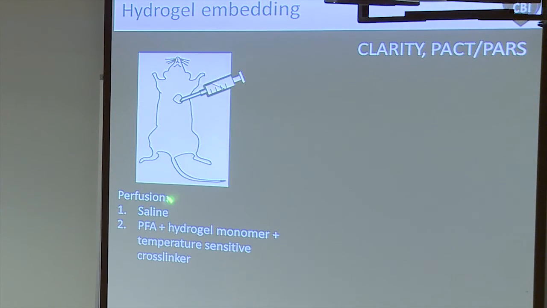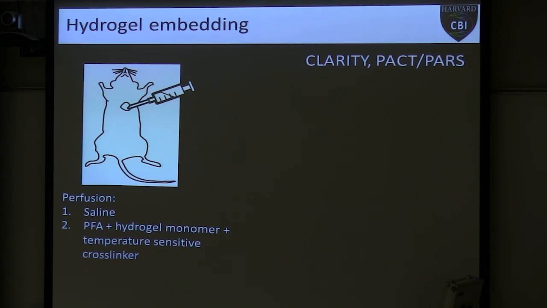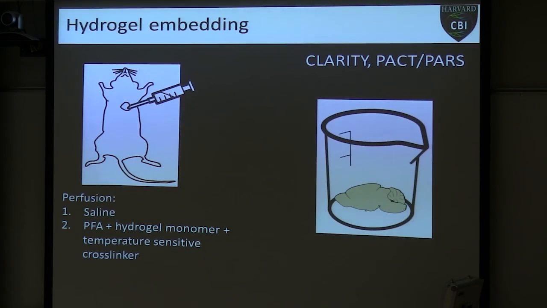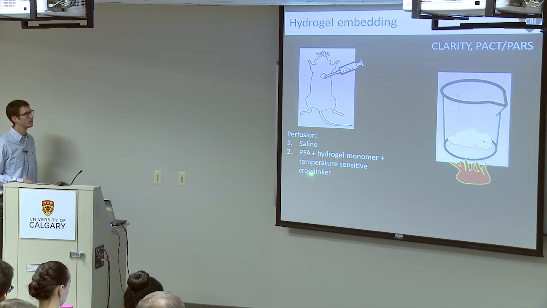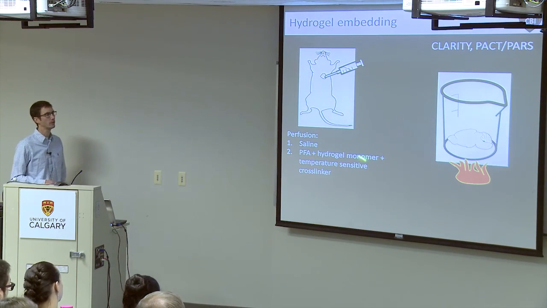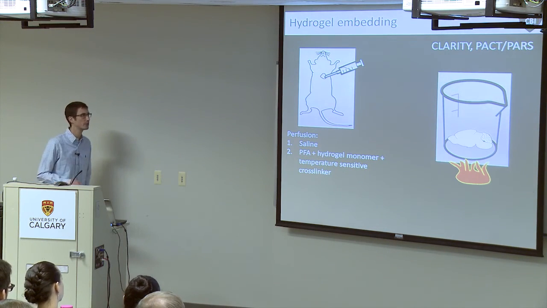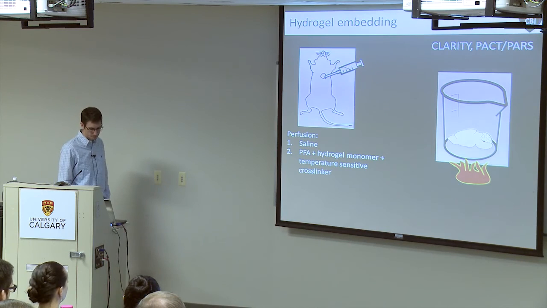So you perfuse your mouse with saline just to wash out all the blood, and then you perfuse it with paraformaldehyde, a hydrogel monomer, which like I said is usually acrylamide, and a temperature-sensitive crosslinker. Then your next step is to heat up this sample, and what that does is it causes this temperature-sensitive crosslinker to cross-link all of the acrylamide monomers that are in your sample and form a hydrogel.